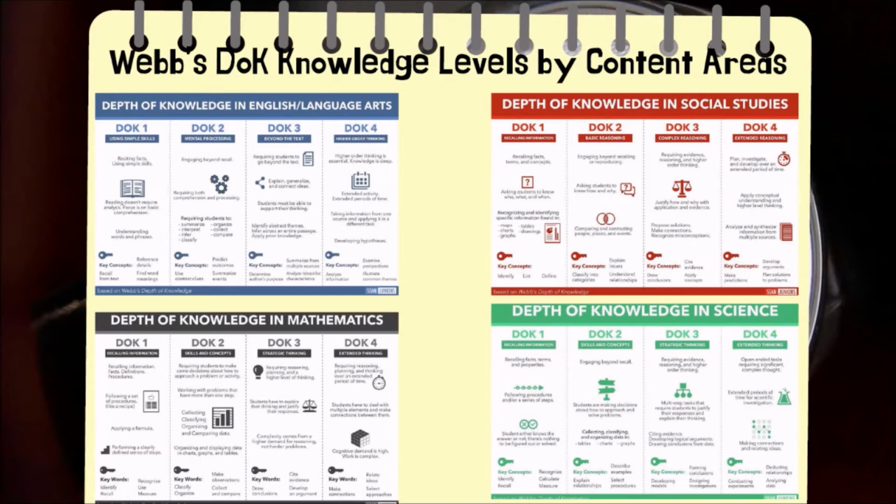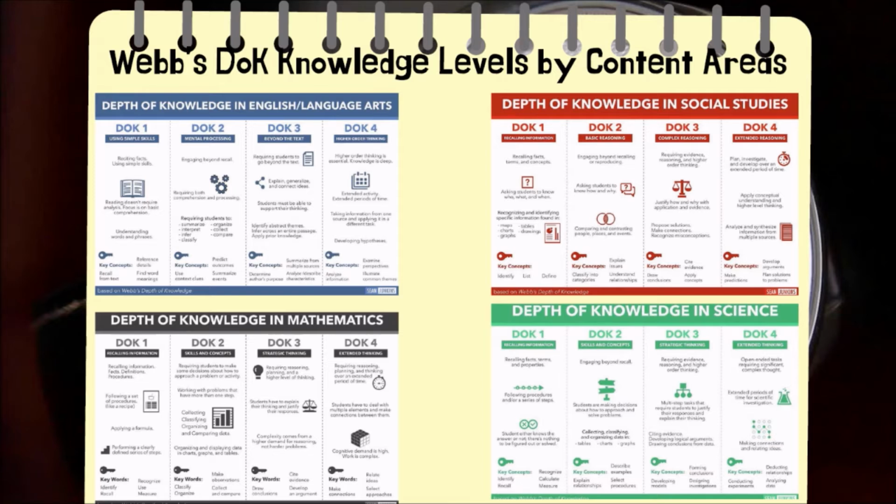Now, depending on your content area, Webb's depth of knowledge can actually change. As you can see here in this particular chart, I have divided up the depth of knowledge based on the major content areas: English language arts, social studies, math, and science. Let's take a look at the English.